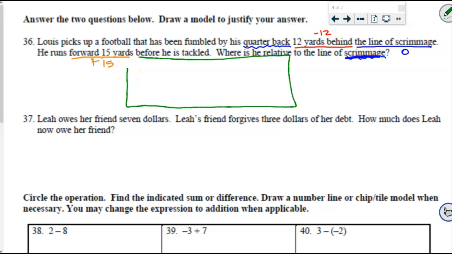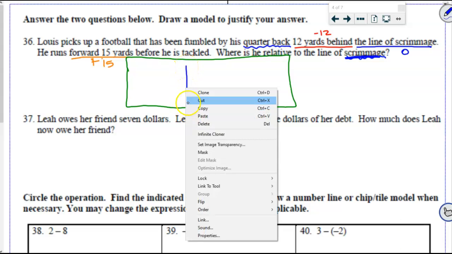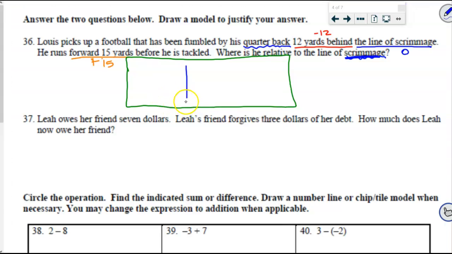It's going to be a perfect football field, and no one's going to be able to judge it at all because it's going to be so perfect, right? Just like yours is. All I know is that wherever we're at on the field, this is the scrimmage line. That's going to be my 0. And what's happening? We're going 12 yards behind. We already said that sounds like a negative. So 12 yards behind means I'm going that way by 12.